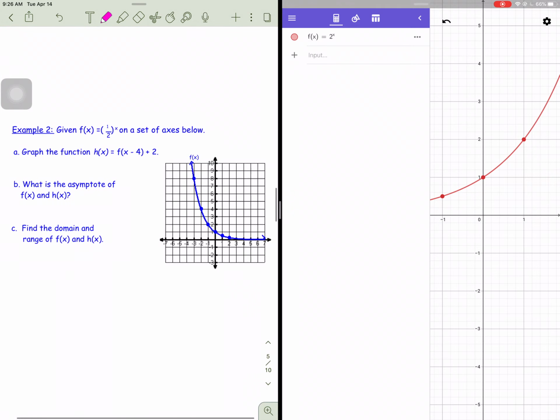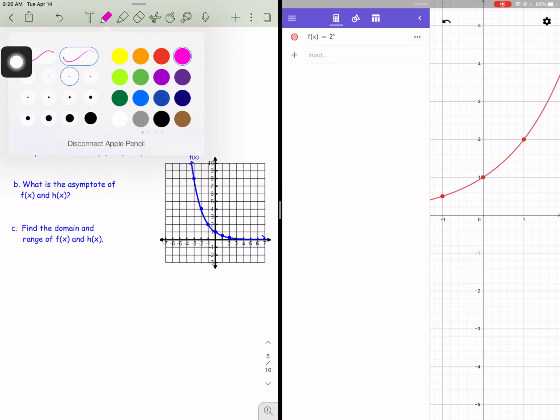All right, let's take a look here. Given f of x equals 1/2 to the x, 0.5 to the x, graph the function f of x minus 4 plus 2. Okay, so now check it out.